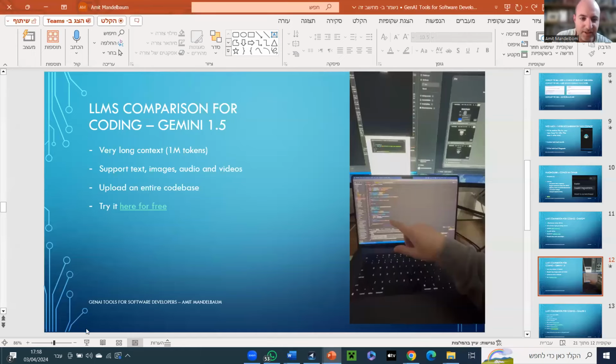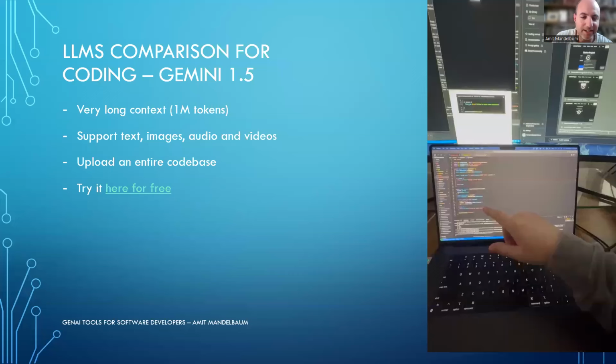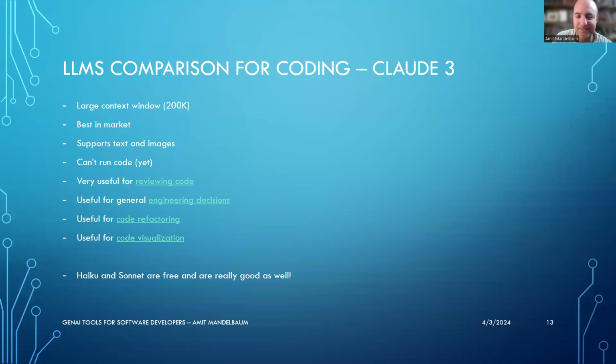So this is Gemini, and now we're getting to the best in class, Claude 3. Claude 3, a very new model by Anthropic. It's currently considered the state of the art in terms of LLMs. It is better than GPT-4 for all tasks and coding specifically. It has a pretty large context window, around 200,000 tokens, which is really nice.